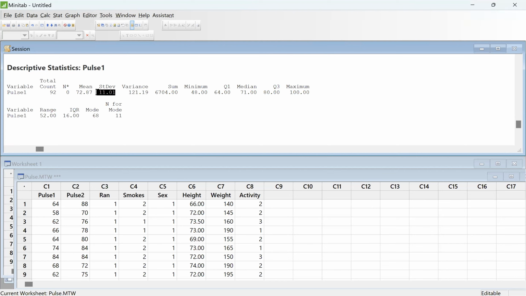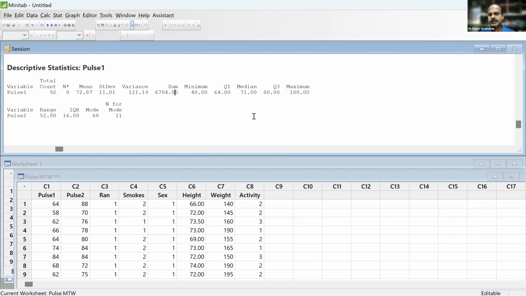And standard deviation is 11. That means 11 seems to be on the higher side and there is a lot of variation in the pulse. You can understand, right? And variance. Can you see this variance is the squared value of this 11? 121. Sum means total, all the numbers added together.